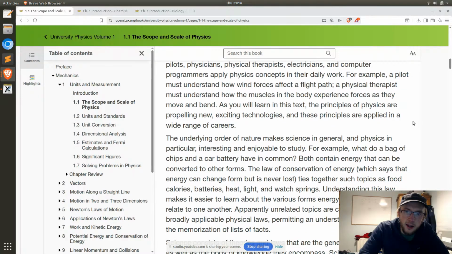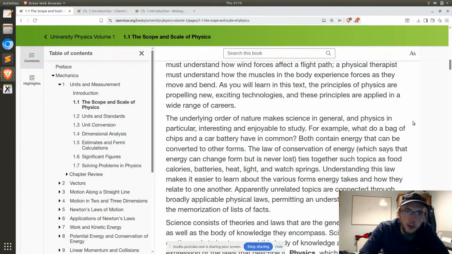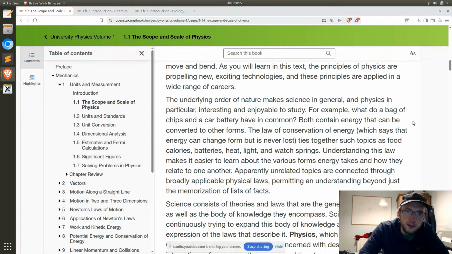As you will learn in this text, the principles of physics are propelling new, exciting technologies, and these principles are applied in a wide range of careers.